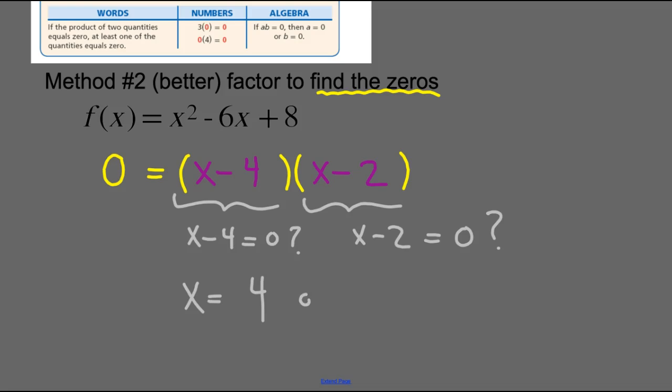At positive 2. So you start doing this enough, and then you start realizing, oh, okay, well then I can just look at that and go, x minus 4 will be 0 when x is 4. And it's kind of like the opposite of whatever that constant is.